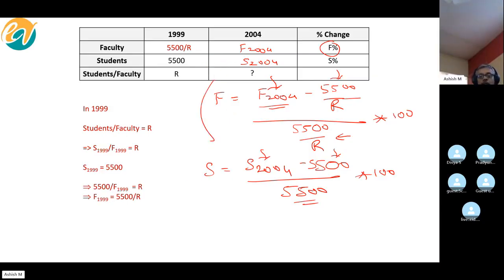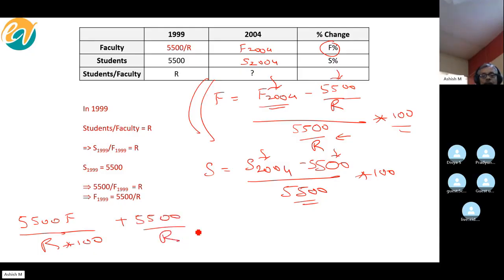So from this, what do we do, guys? Yeah, you could do that absolutely. But I'm just thinking what would be easier. So let's actually just do this calculation. 5,500 F by R divided by 100, correct? This 100. And then plus 5500 by R, correct? That would give you F 2004. Agreed? So this anyway gets cancelled, right? So what are we left with?